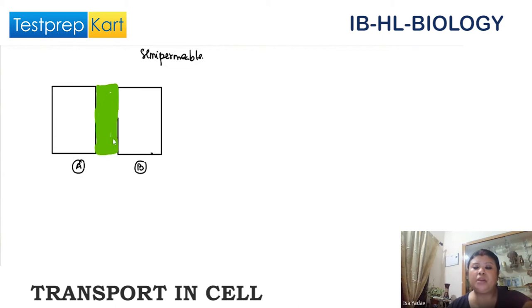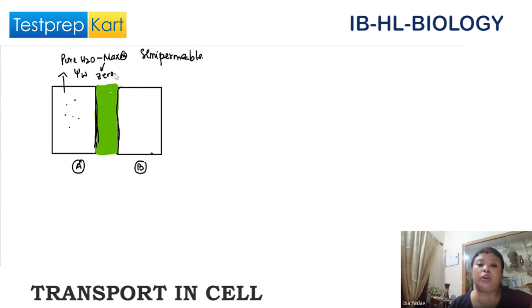Okay, this is the plasma membrane. So we have these other two cells. Now what happens here is that in this beaker A, I have pure water. Water potential is denoted by the symbol psi. Here, I say the water potential is maximum. Maximum means we say it is zero. Zero means maximum, because there are only water molecules.